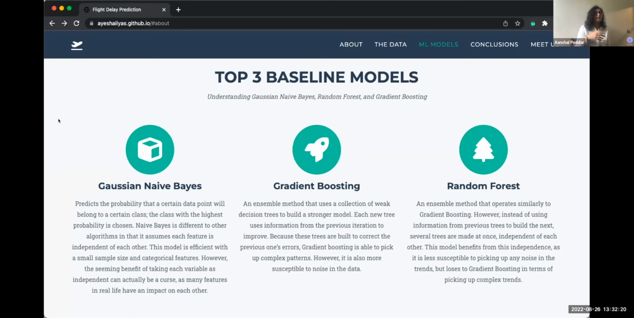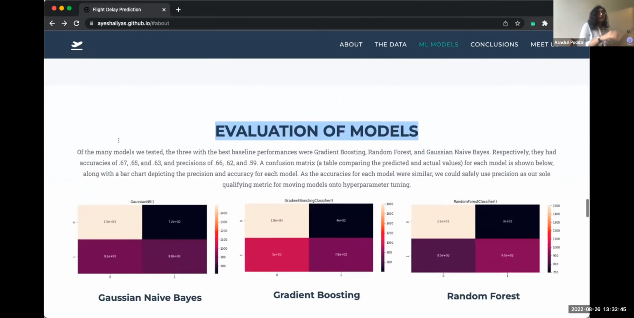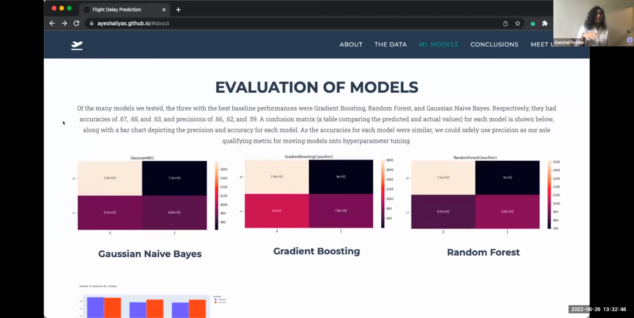Random forest is another ensemble method that operates similarly to gradient boosting in that it generates multiple trees. However, instead of using information from previous trees to build the next, random forest makes a bunch of trees that are independent of each other, which helps the model as it is less susceptible to picking up any noise, but it loses to gradient boosting in terms of picking up complex trends. So now the evaluation of the baseline models, again without any hyperparameters that we had set. Again, the 3 best models were Gaussian naive Bayes, gradient boosting, and random forest.